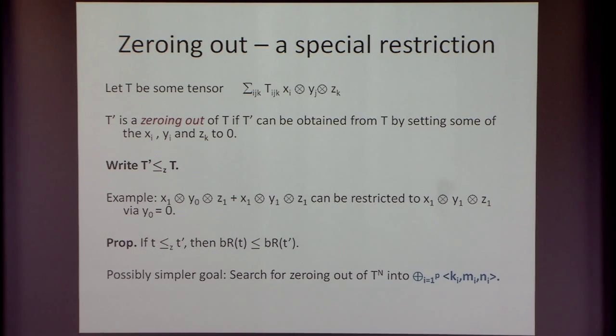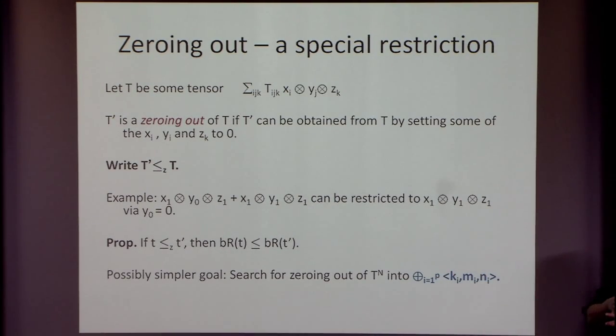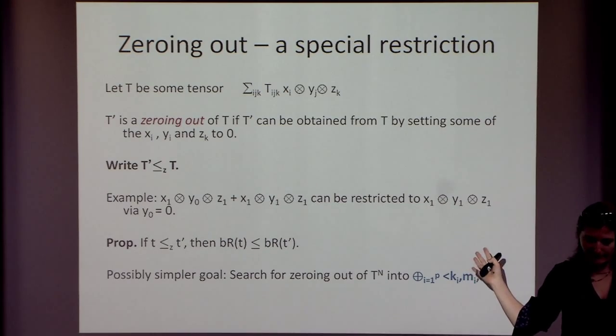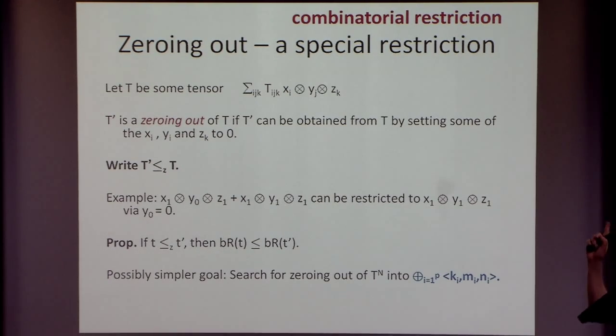And the simpler goal is I take something I understand, I take it to the nth power, and now this power is so vast that I can somehow zero more things out and find a matrix product within it. And after that, I apply the Schoenhage theorem about it. This type of zeroing out also has names: they're called combinatorial restrictions or combinatorial degenerations, depending on where you read about them.